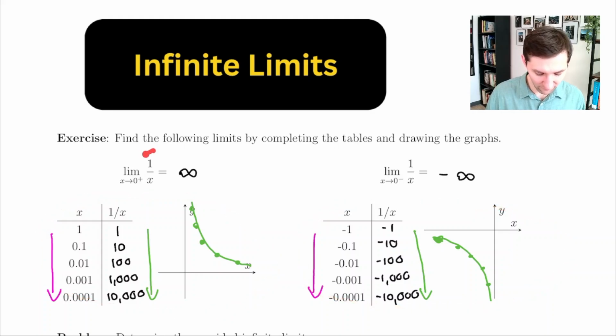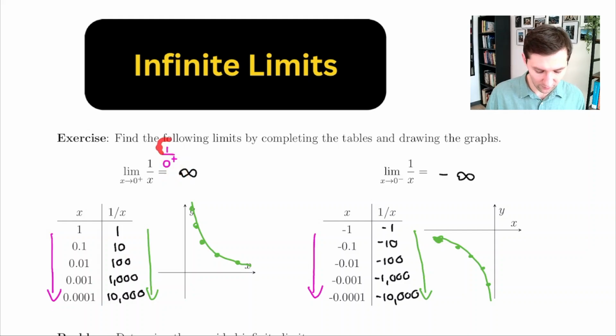When I see a function 1 over x, I ask myself, what happens to the numerator and what happens to the denominator? 1 is always 1, so the numerator always stays 1. The denominator gets closer and closer to 0 from the right. These numbers are small but positive. To denote that, I like to put 0 with a little plus in its exponent. This means that the numbers in the denominator are very close to 0 but positive.